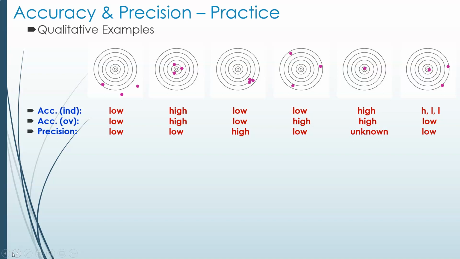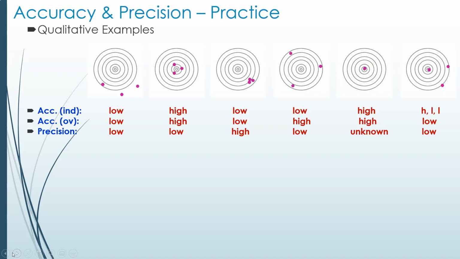But example 5, there's only one shot. There is no way to measure the precision. Therefore, the precision is unknown. We have no idea what the precision is because we only took one measurement. And in the last case, our precision is low because the 3 shots are far away from each other.